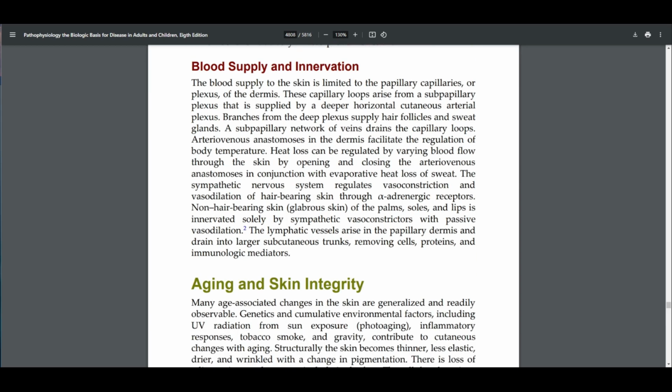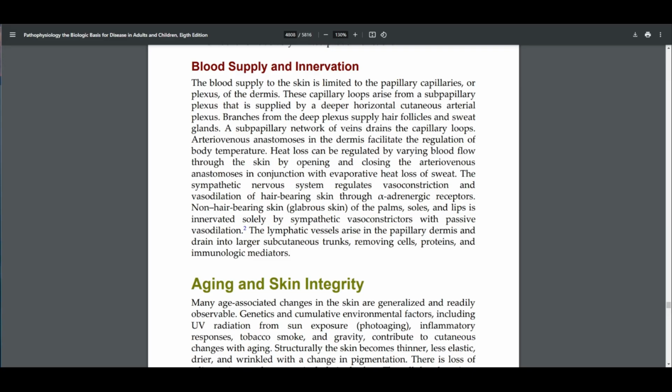The blood supply to the skin is limited to the papillary capillaries, or plexus, of the dermis. These capillary loops arise from the subpapillary plexus that is supplied by a deeper horizontal cutaneous arterial plexus. Branches from the deep plexus supply hair follicles and sweat glands. A papillary network of veins drains the capillary loops. Arteriovenous anastomoses in the dermis facilitate the regulation of body temperature. Heat loss can be regulated by varying blood flow through the skin.